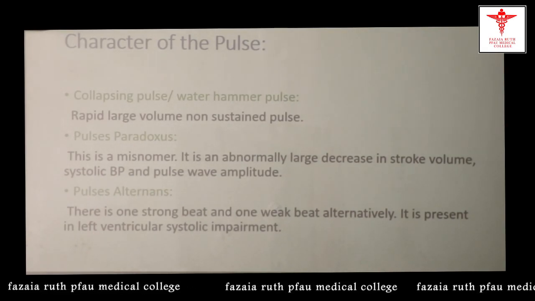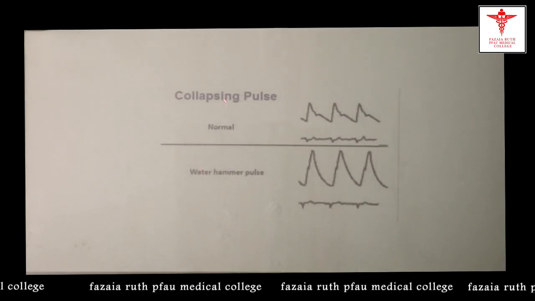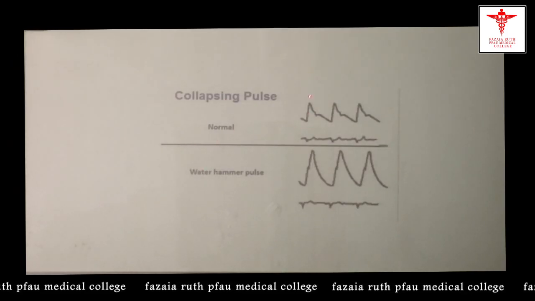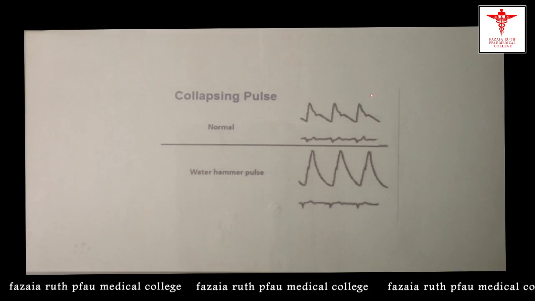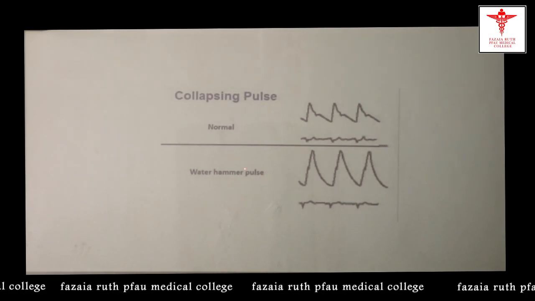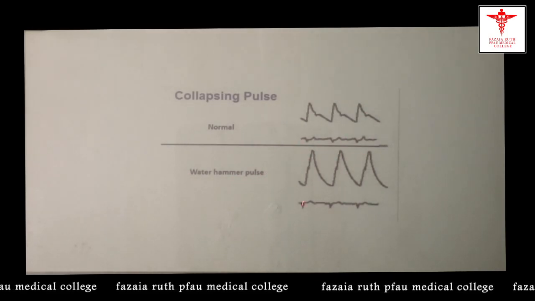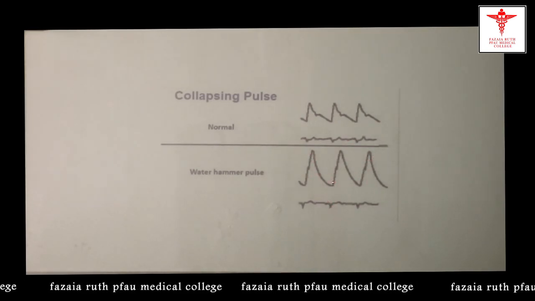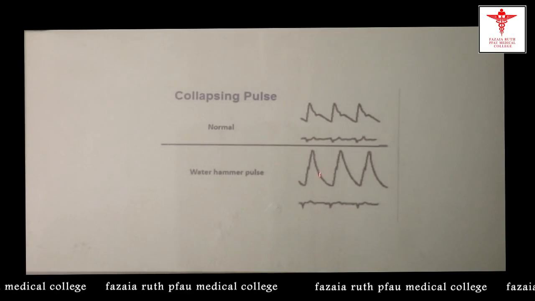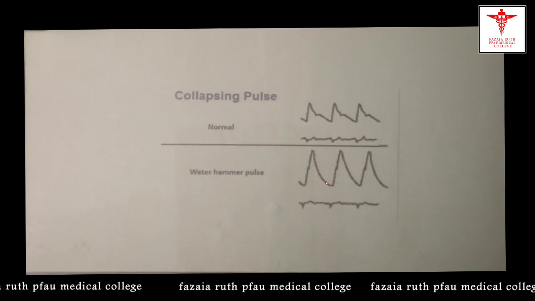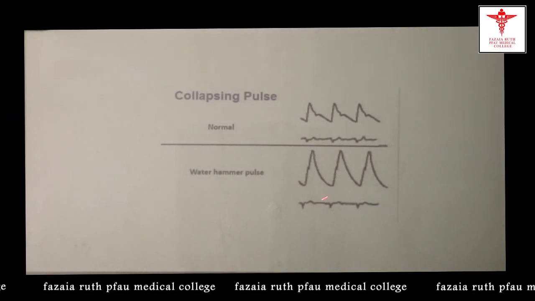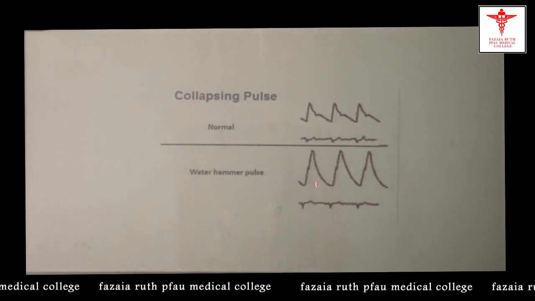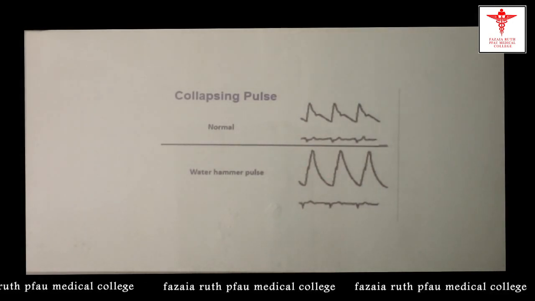I am going to show you in the slide. See, in normal, the normal pulsation felt like this, but in a water hammer pulse, there is a sudden rise in the volume of the pulse and then a sudden decrease. Why is there a sudden decrease? Because of the low resistance of the peripheral vessels. There is a backflow of the blood.